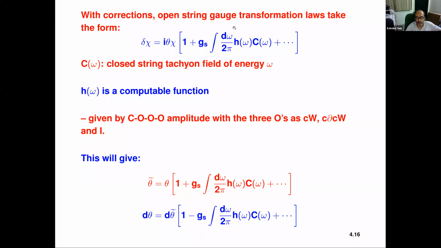So assuming that we know h, we'll get a relationship between theta tilde and theta, and that will also give a relation between d theta and d theta tilde. These are of course just even variables. They are gauge transformation parameters. So we have just taken the inverse of this because we want to write d theta as d theta tilde times something. And once you have determined this, we know what to do by division.